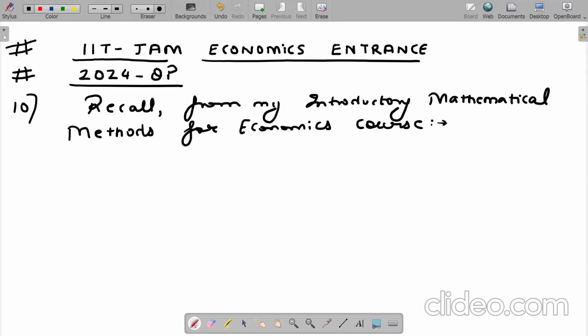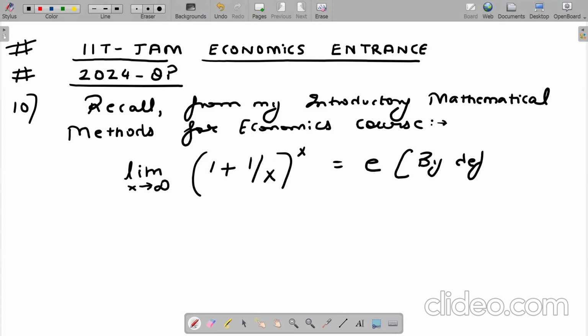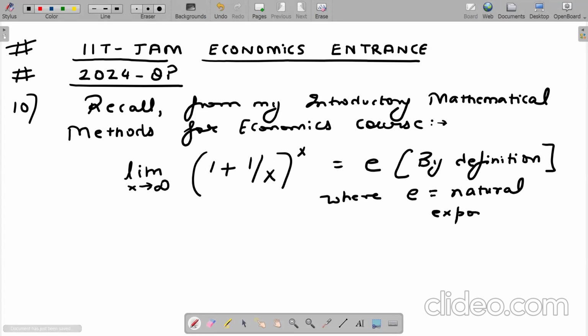Recall that when I talk about the limit as x tends to infinity, let me write this clearly, limit as x tends to infinity of (1 plus 1 over x) to the power x, this is equal to e by definition, where e denotes the natural exponential. This is something students can find in my lectures on single variable differentiation.